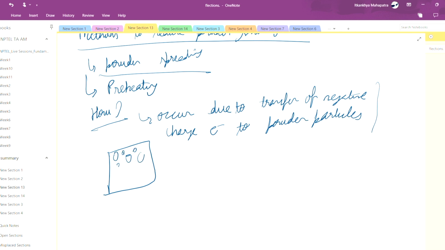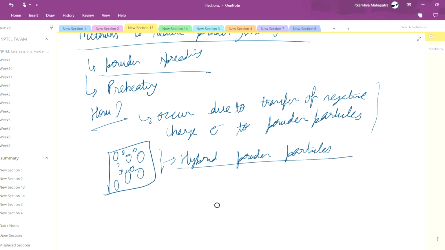So this is the powder hybrid. When we talk about hybrid powder particles, this is a combination of smaller and larger, bigger size particles. Now it will improve packed density.